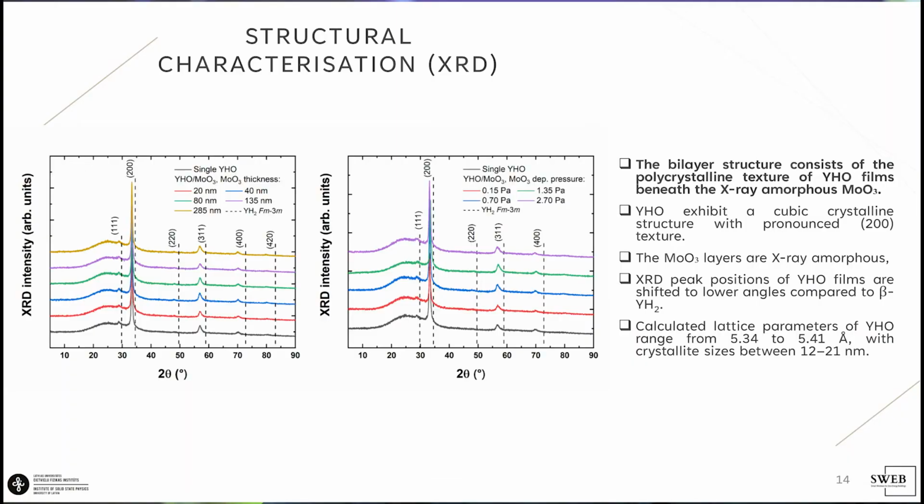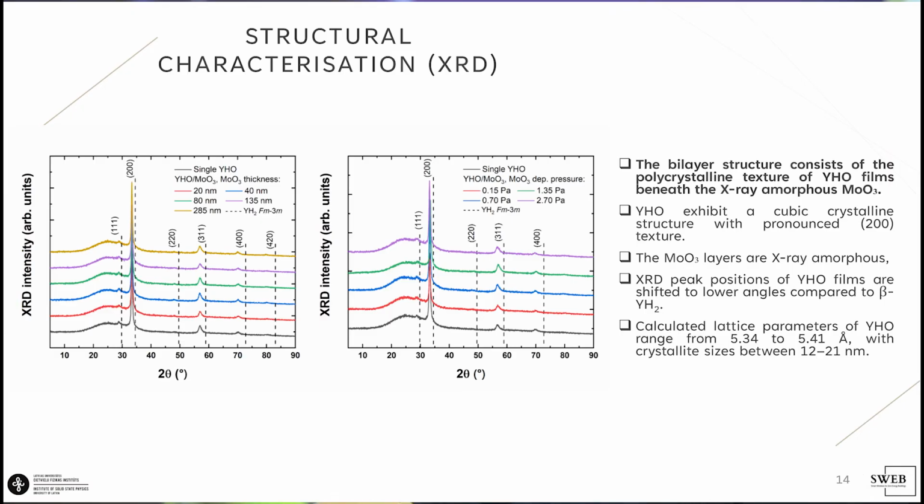And these patterns just show us that in all cases yttrium oxyhydride basically was the same. It has its cubic structure, only that the films are quite textured in the 1-0-0 direction, because we see a really intense 2-0-0 peak. For polycrystalline material, 1-1-1 should be more intense.